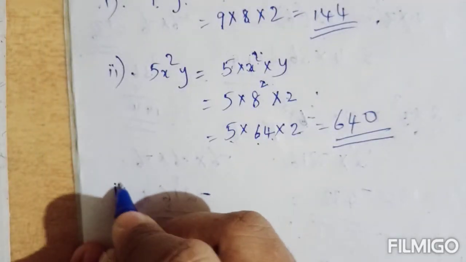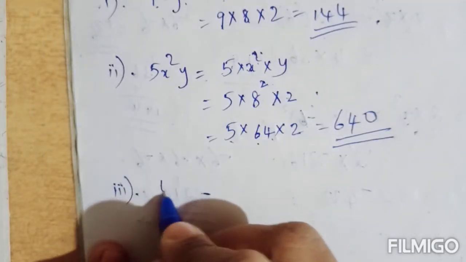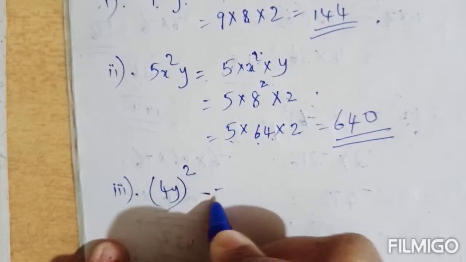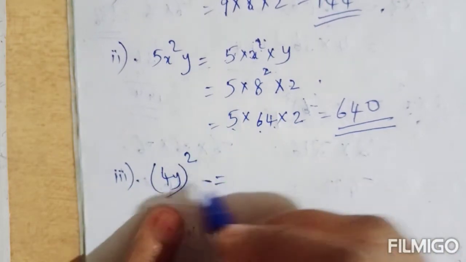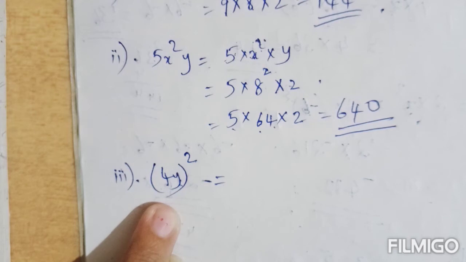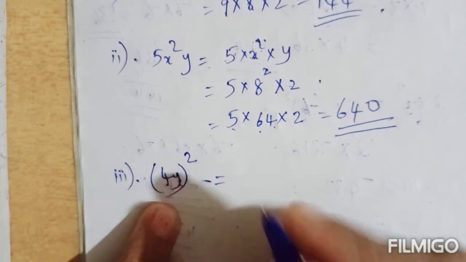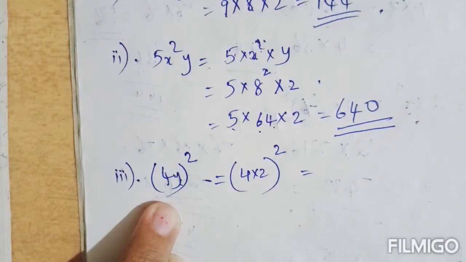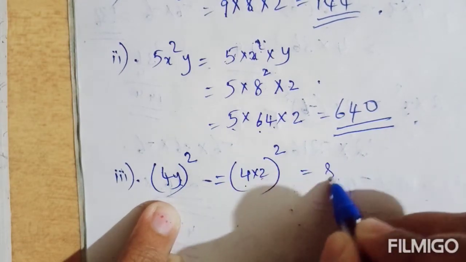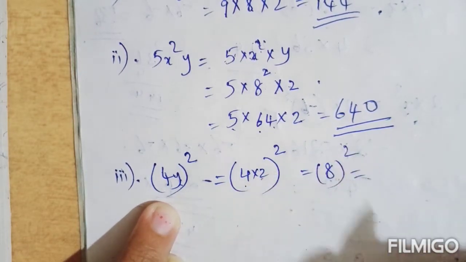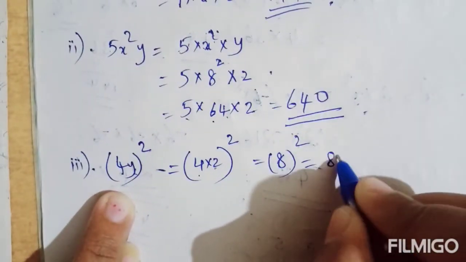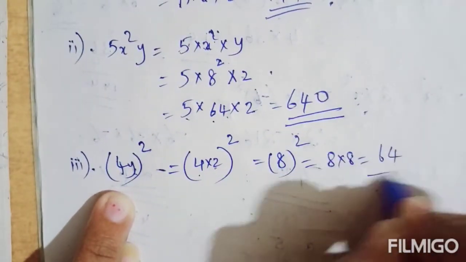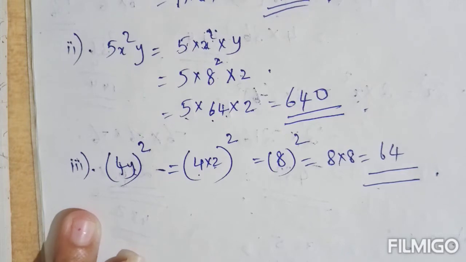Now in that third one, 4y whole square. In place of y you can substitute 2, the y value is 2. That is 4 into 2 whole square. 4 into 2 is 8, and 8 square is 8 into 8, which gives 64. So 64 will be the answer.